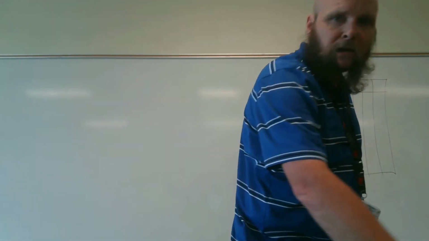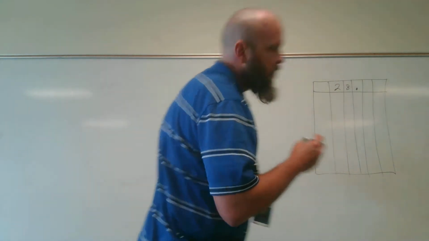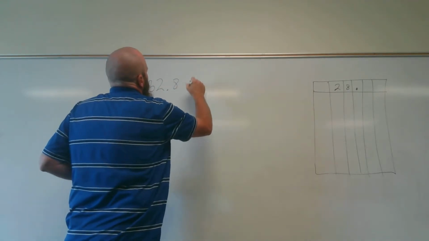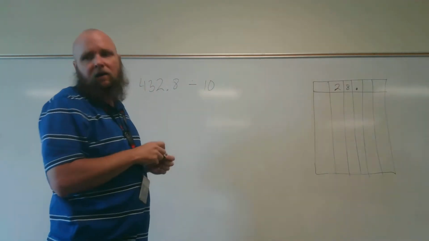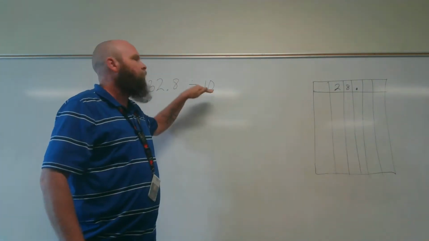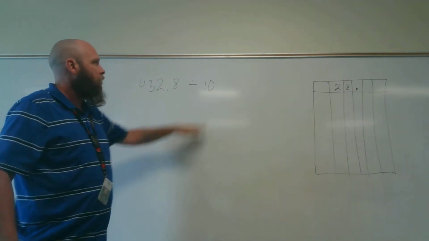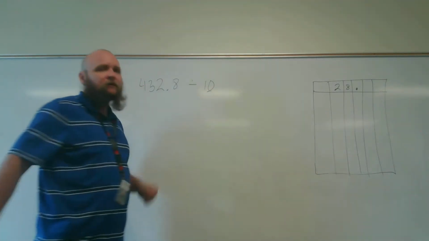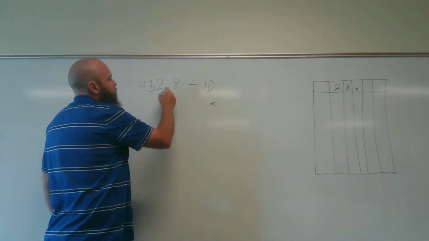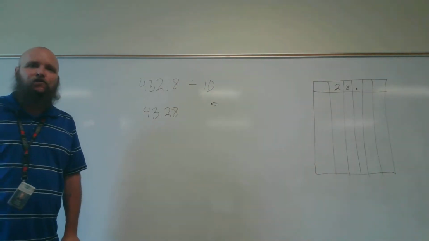Okay. All right, so let's do 432 and 8 tenths divided by 10. 432 and 8 tenths divided by 10. All right, we're dividing, which means I need to make this number smaller. We're dividing by a power of 10, which is just 10. There's 1 zero in 10. Division means I move my decimal point to the left. I move it to the left one time. So I should get 43 and 28 hundredths.